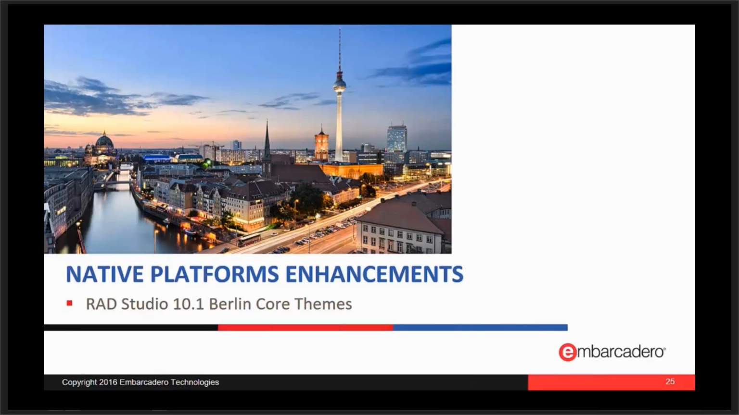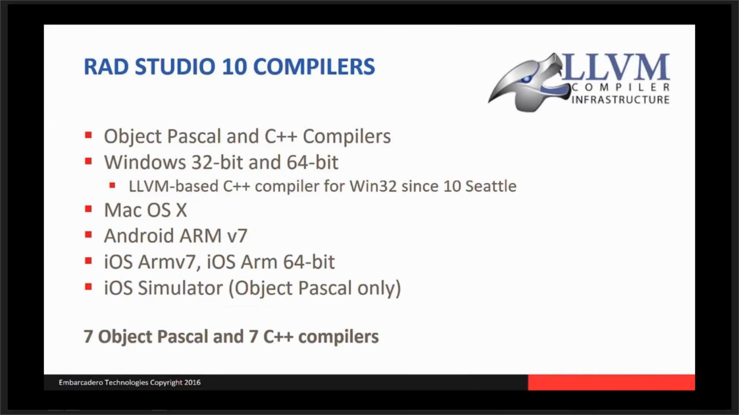The native platform enhancements come throughout different portions of the technology. Of course, we are shipping the same compilers that we were shipping in 10 Seattle for both Object Pascal and C++, for Windows, Mac, Android, iOS, in different combinations and versions. And the majority of the compilers is based on LLVM, although we still have some of the traditional compilers as part of these 14 compilers that ship with the product.